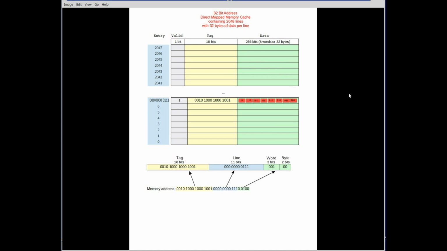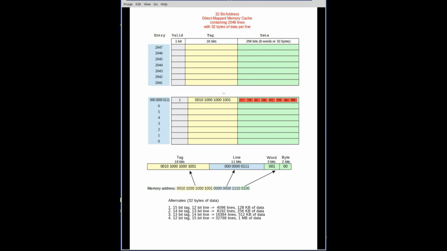This one you see on the screen has 2048 lines of cache information. Each line contains 32 bytes of data. And here they are, 2048 lines numbered 0 through 2047. Each line has a valid bit to tell us whether the information on the line is up to date and valid.